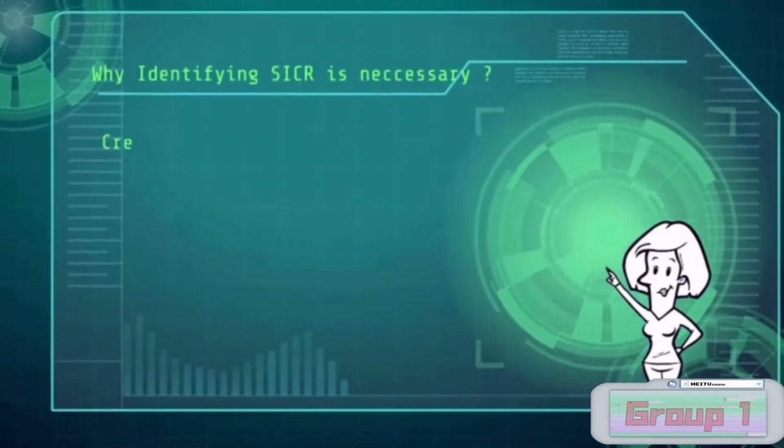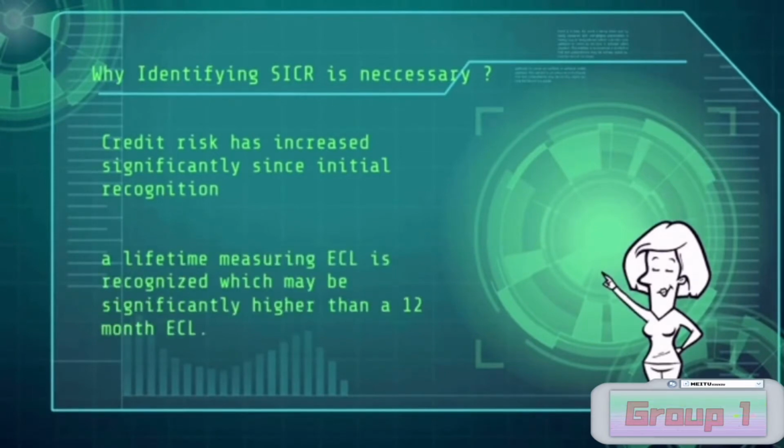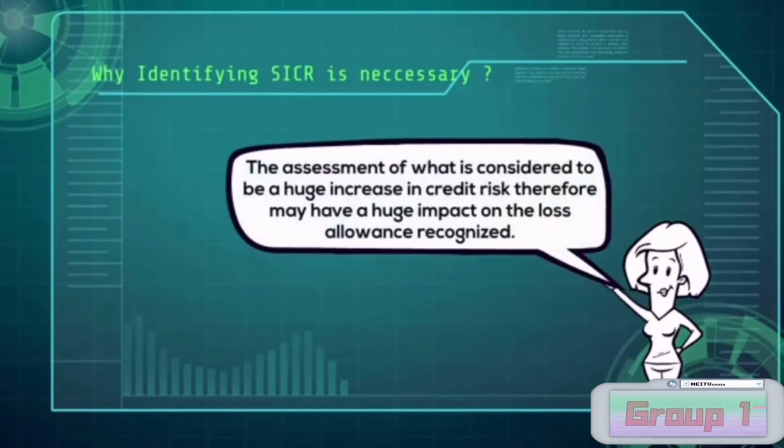If credit risk has increased significantly since initial recognition, a lifetime ECL is recognized, which may be significantly higher than a 12-month ECL. The assessment of what is considered to be a significant increase in credit risk, therefore, may have a huge impact on the loss allowance recognized.